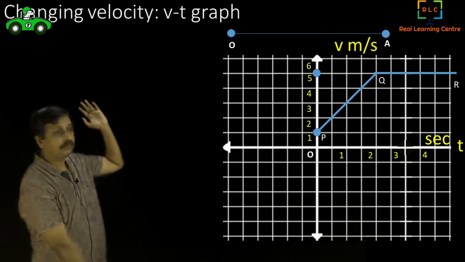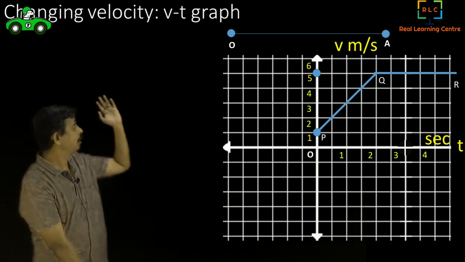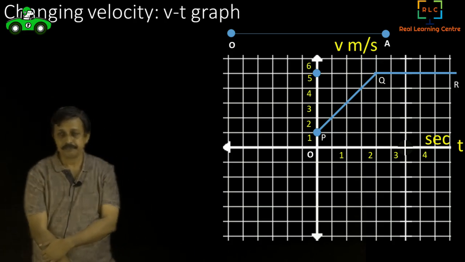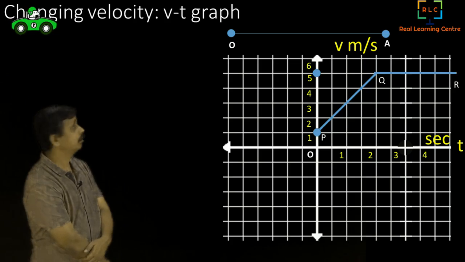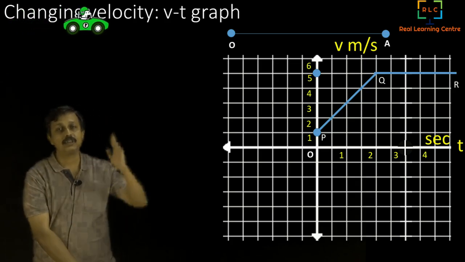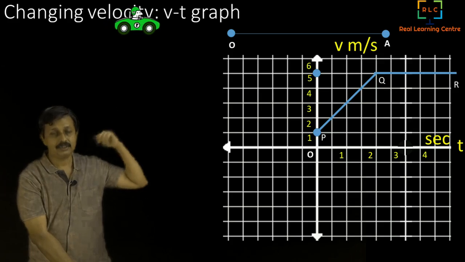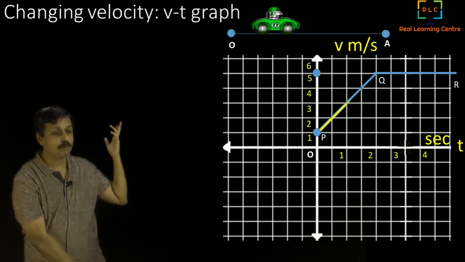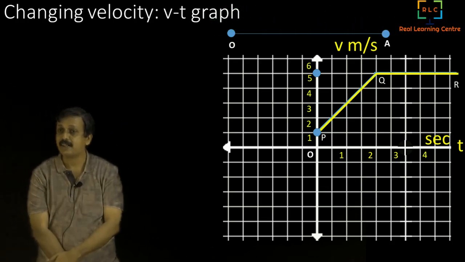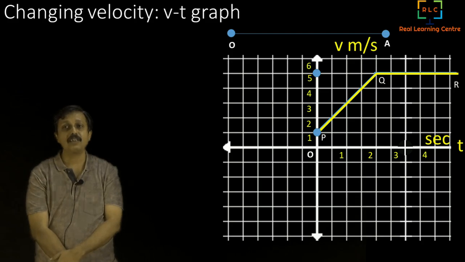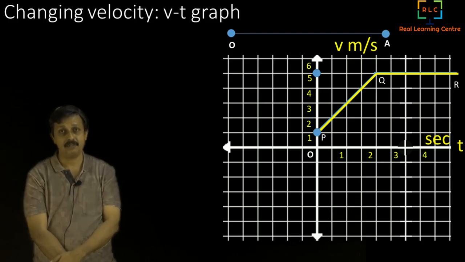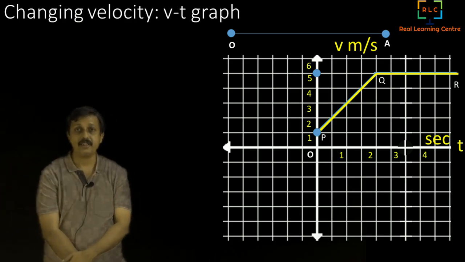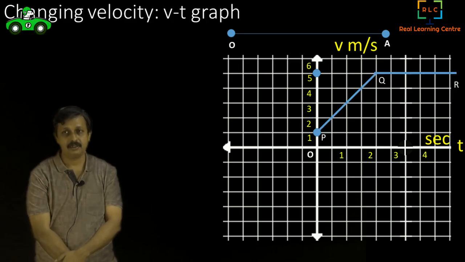I'll start the car and see how it goes. It's going at constant velocity, you can see, and it reaches point O and starts accelerating. Now you see it accelerated and reached A, and after that it went at a constant speed. The yellow line, I want you to watch it again. Let's watch it again.